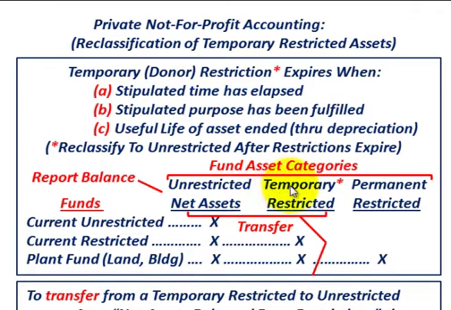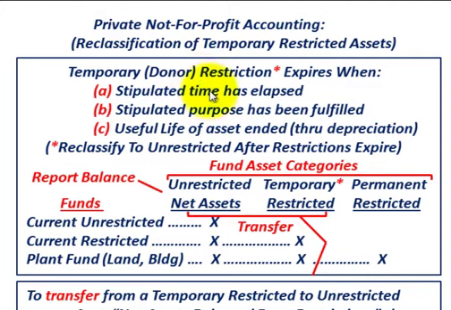When we're talking about temporarily restricted funds, that means the donor has put some temporary restriction on how those monies, or those resources he contributed to the organization, should be spent or distributed. These temporary restrictions actually expire, either because a stipulated time has elapsed for spending those dollars, or the stipulated purpose has been fulfilled. There's also the case where the useful life of the asset has ended, and that's really through depreciation.